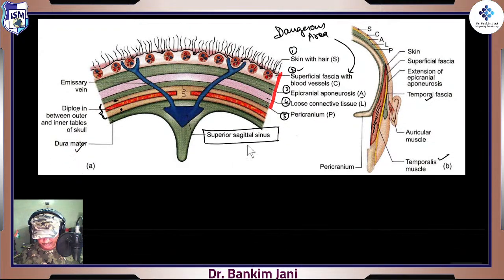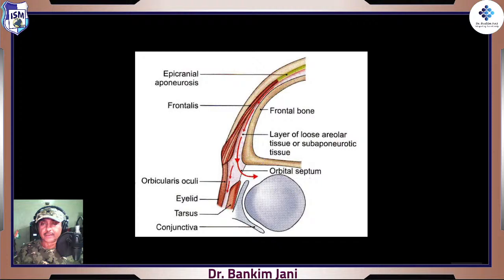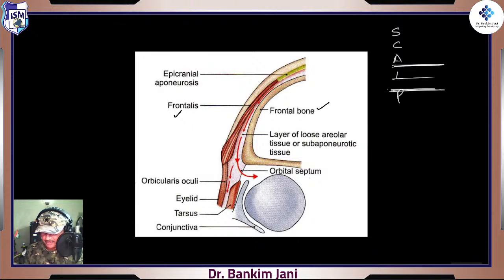One more. See, in this, that epicranial aponeurosis is fine. This is the frontalis muscle, right, which is connected. That's the frontal bone. But in between, there is loose areolar tissue, right? That's what we saw, because, say, SCALP. What we are talking about is this loose areolar tissue, right? That's over there. And this is subaponeurotic, over here. This is aponeurosis, which is tough. This is pericranium. That is tough. So we are talking about this area, right? This is the layer of loose areolar tissue.